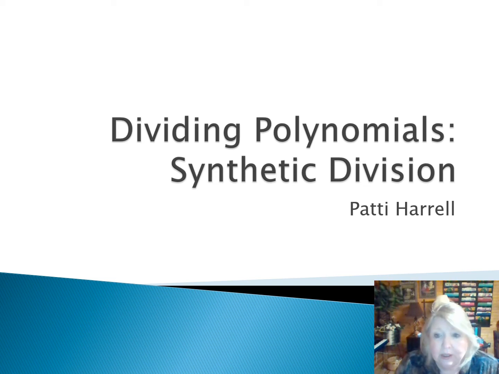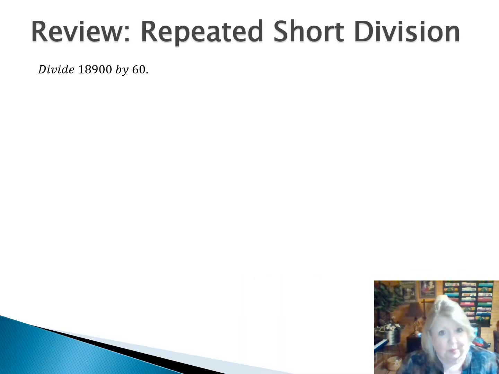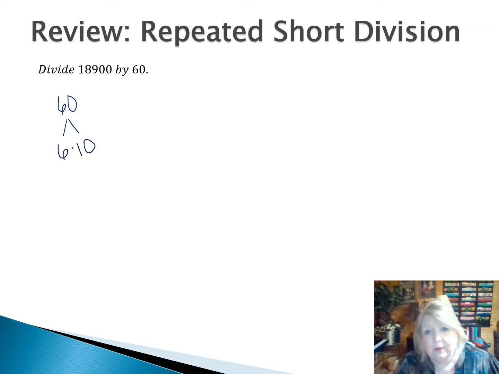In this video, we're going to look at dividing polynomials again, only this time we're going to look at a method that considerably shortens my work. Again, and somewhat of a repeat from the previous video, I want to look at 18,900 divided by 60. Now, in the last video, we performed a long division, but I'm going to show you something some of you may not know. And that is, if I break 60 down into 6 times 10, I don't have to do that long division.